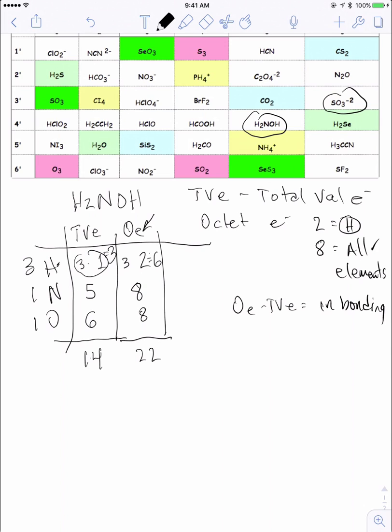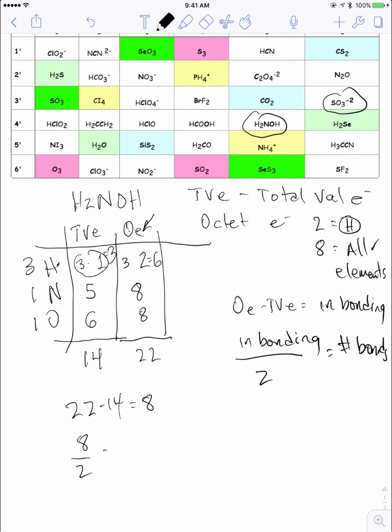Now if you take the number of electrons in bonding and divide it by 2, because it takes 2 electrons to make a bond, that's the number of bonds. So what we have here is 22 minus 14, and that happens to be 8. And that's the number of electrons involved in bonding. If you take 8 and divide it by 2, what we have for this particular chemical is 4 bonds.